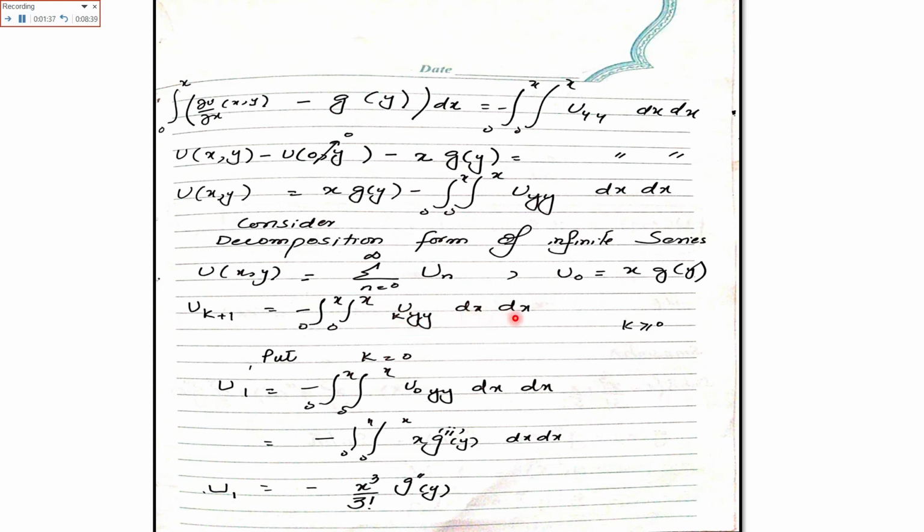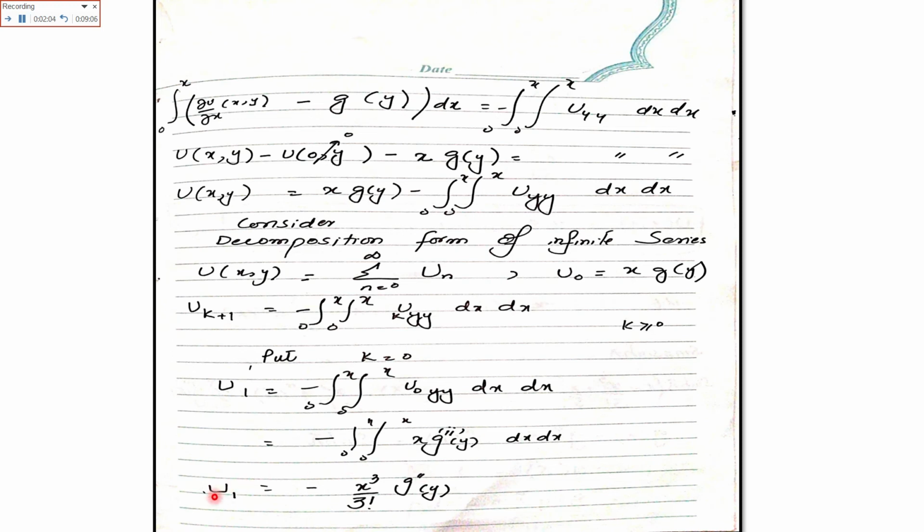Now if we put k equals 0, that would become u_1 equals minus the integral 0 to x, 0 to x of u_0,yy dx dx, because here we have k. So what is the value of u_0? That is x g(y). So x g(y) dx dx.